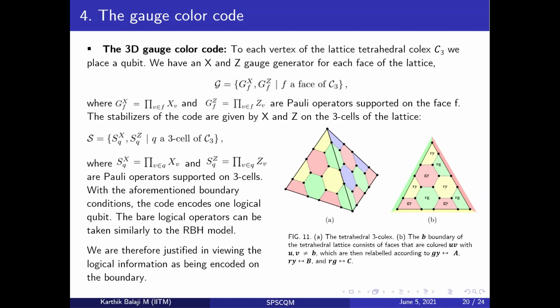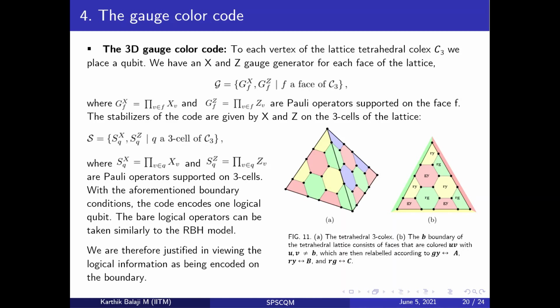For each vertex of the lattice, the tetrahedral colex C3, we place a qubit. We have an X and Z gauge generator for each face of the lattice given by this equation here, where G^X_F and G^Z_F are Pauli operators supported on the face F. The stabilizers of the code are given by the X and Z on the 3-cells of the lattice given by this equation here. S^X_Q and S^Z_Q are the Pauli operators supported on 3-cells. Now with the aforementioned boundary conditions, the code encodes one logical qubit.